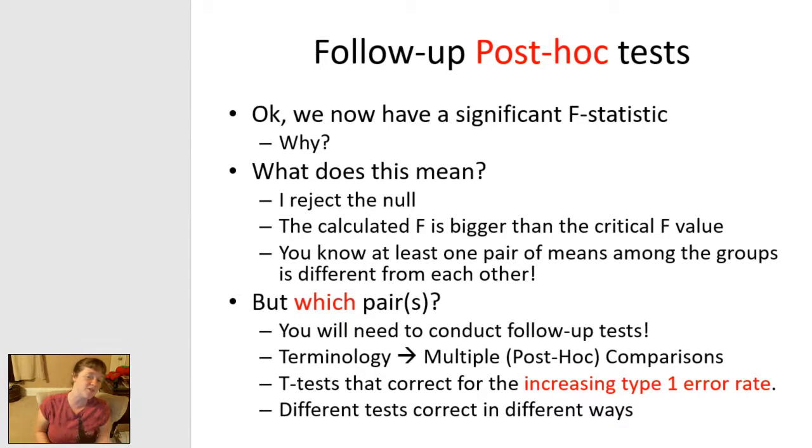But now there are different philosophies. And I mean just that. There are different philosophies about what to do about increased or inflated type 1 error now. They're philosophies. And these different philosophies are going to dictate different critical values for your follow-up independent samples t-tests. But before we get into philosophy, let's actually see the independent samples t-test equation.